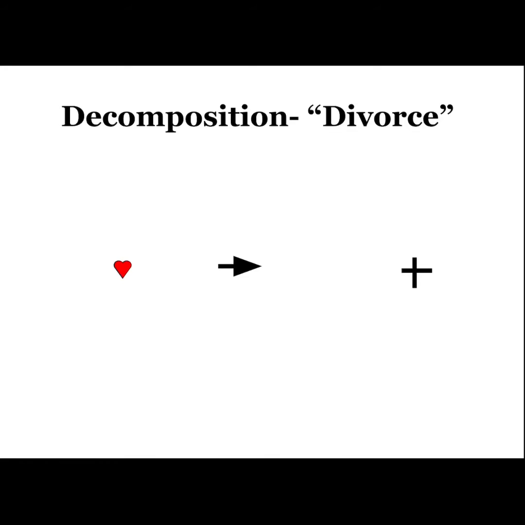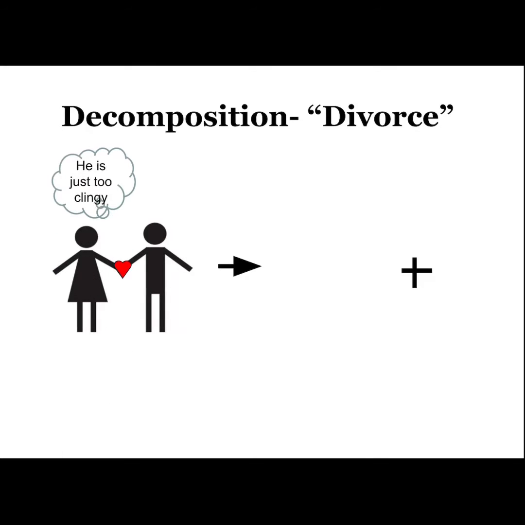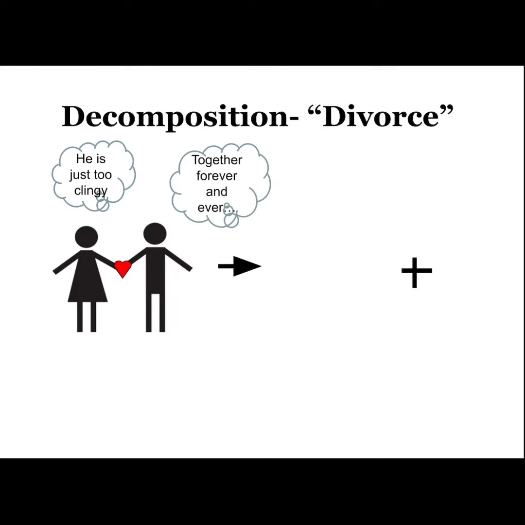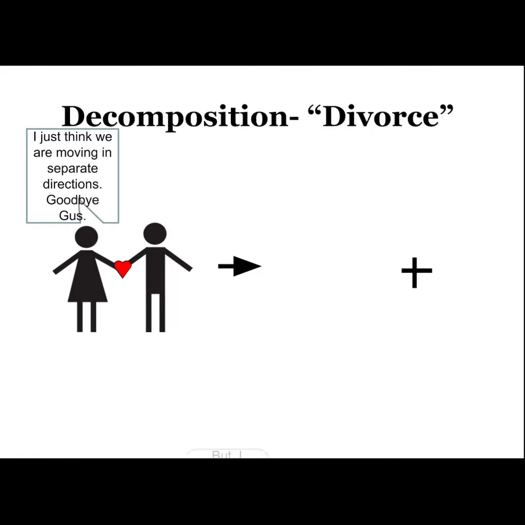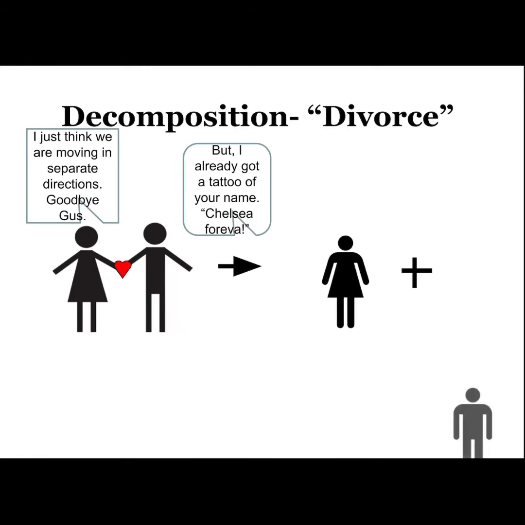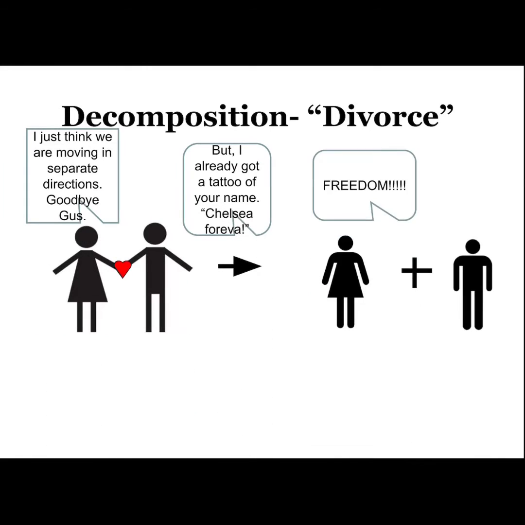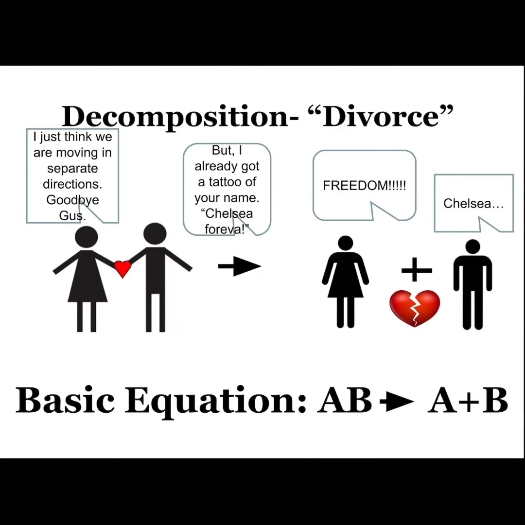Next we have decomposition. We're calling this divorce for the sake of the notes. So I have 2 people and something happens and they split up. Okay? Again, super cheesy, but you will remember this. Your basic equation is going to be AB. There's a reaction that happens and you get A plus B. They're separate at the end.